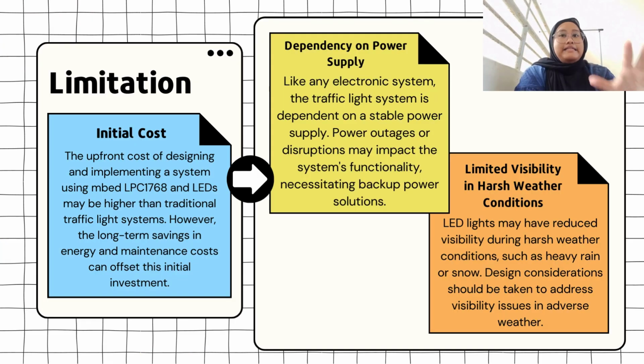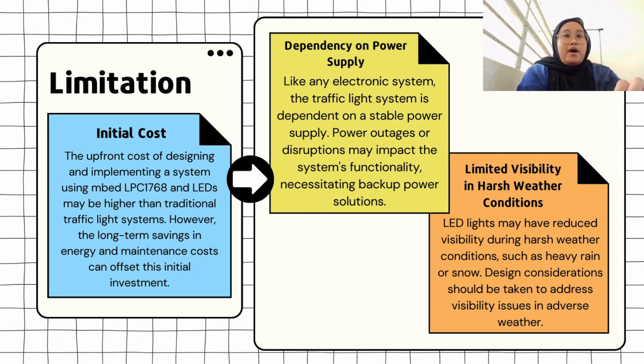of the day. Limitation of design a traffic light system. First, initial cost. The upfront cost of designing and implementing a system using mbed LPC1768 and LED may be higher than a traditional traffic light system. However, the long-term savings in energy and maintenance costs can offset the initial investment.